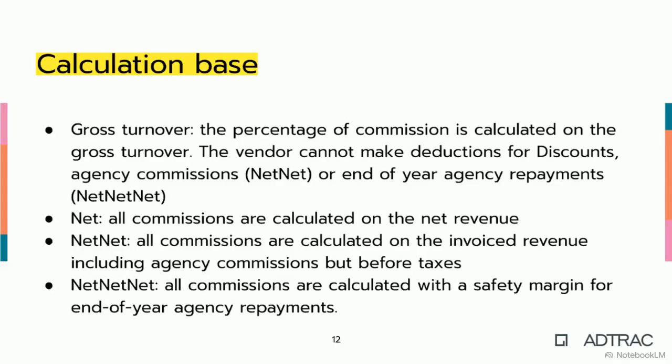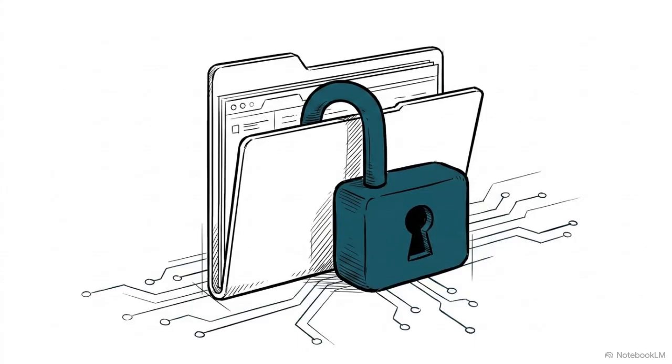Before any specific numbers are entered, you must define the commission calculation base. This list outlines specific terms like gross turnover, net, net-net, and net-net-net. By choosing net-net-net, commissions are calculated with a built-in safety margin, protecting you from unexpected end-of-year agency repayments. Hard-coding these rules at the platform level protects your bottom line early on. It removes dangerous, off-the-cuff negotiations from all future individual campaign bookings.